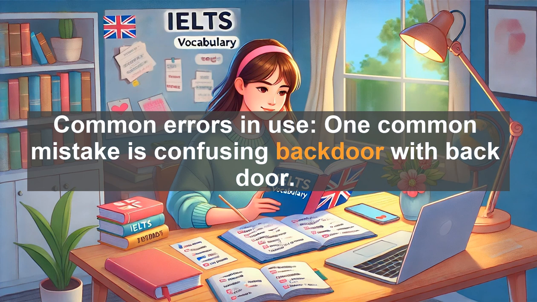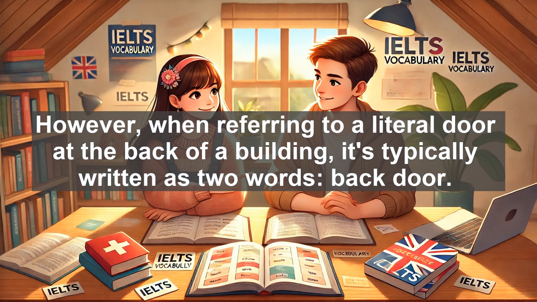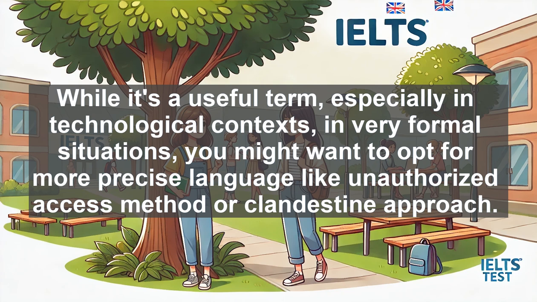Common errors in use. One common mistake is confusing backdoor with back door. When used as a compound noun or adjective, it's written as one word, backdoor. However, when referring to a literal door at the back of a building, it's typically written as two words, back door. Another error is using backdoor too casually in formal writing. While it's a useful term, especially in technological contexts, in very formal situations, you might want to opt for more precise language like unauthorized access method or clandestine approach.